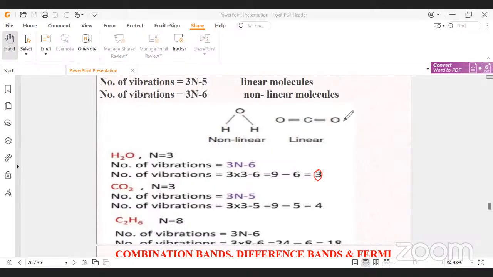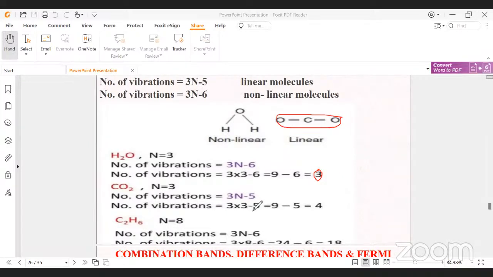And CO2. How many atoms are there? 3 atoms, where n is equal to 3. CO2 is a linear molecule. What is the formula for a linear molecule? 3n minus 5, where n is equal to 3. 3 into 3 minus 5.